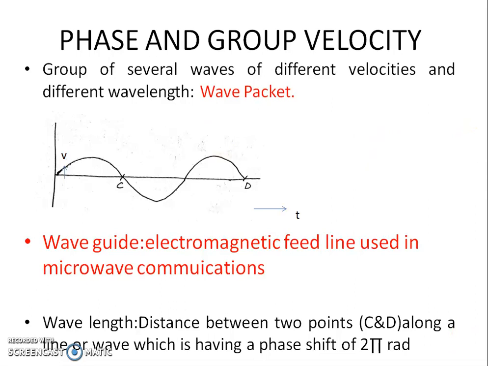Next one is the wavelength. Wavelength is the distance between 2 points. Here it is showing a wave and marking 2 points, the point C and D. So a wavelength is the distance between the 2 points C and D along a line or a wave which is having a phase shift of 2 pi radians.